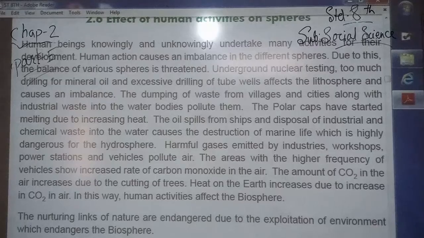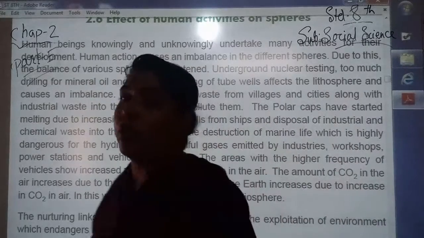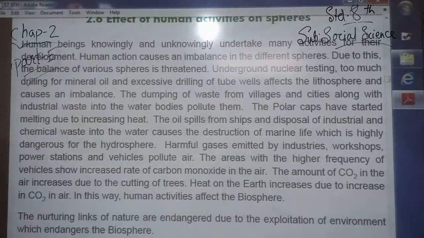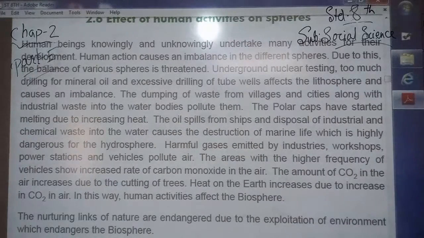और बहुत सारे जो हम कह सकते हैं the waste in the villages, industrial sector, whichever polluted water goes there, which also pollutes. The polar caps have started melting due to the increasing global warming, गर्मी बढ़ी है, जिसके कारण जो polar ice caps हैं वो melt होना शुरू हो रहा है, causing the ocean level to go up, okay. And the oil spills from the ship and disposal of industrial chemical waste in the water cause the destruction of marine life, which is highly dangerous for the hydrosphere.